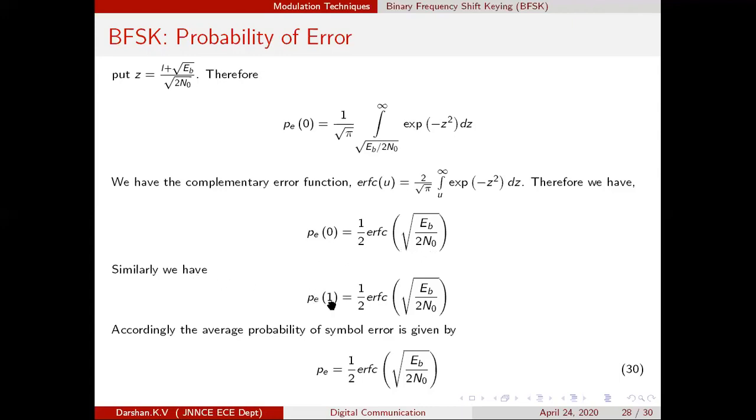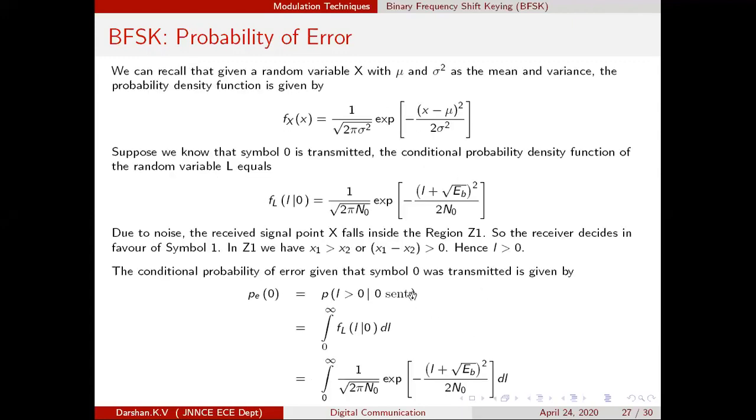Similarly, you calculate the error probability under symbol 1 transmission. Finally, you calculate the average error probability. These values are just simple calculations, up to equation 30. The very important thing is that you are supposed to understand this.